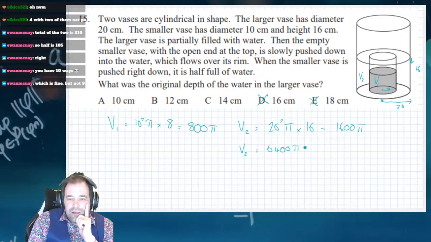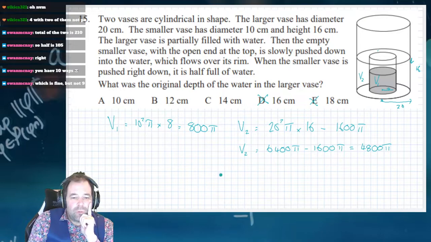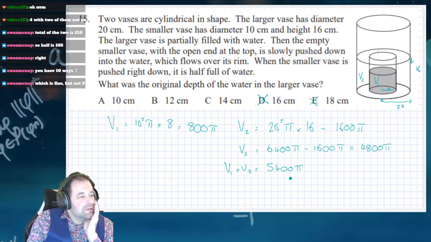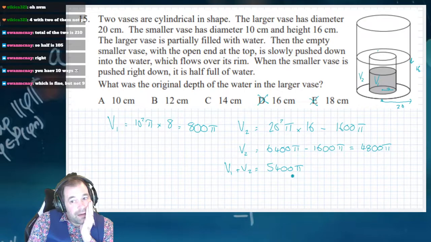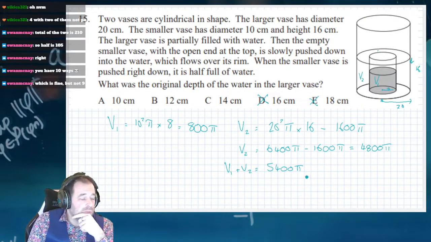6400 pi take away 1600 pi is 4800 pi. So the volume of all the water, V1 plus V2, is going to be 5400 pi. And now what we've got to work out is how high would something be if that was its volume.